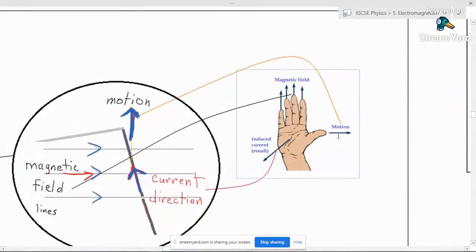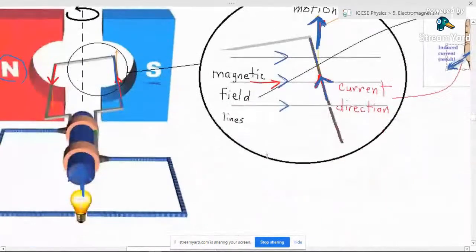And there is the rule that we're using, the right hand palm rule. So your fingers point in the direction of the magnetic field. Your thumb points in the direction of motion, the direction that the wire is moving. And the result, the induced current, ends up pointing in the direction that your palm is pointing. And that's the right hand palm rule.